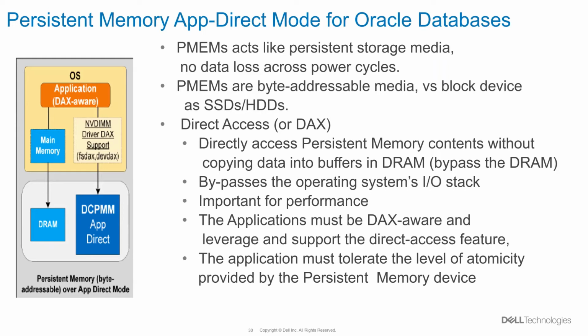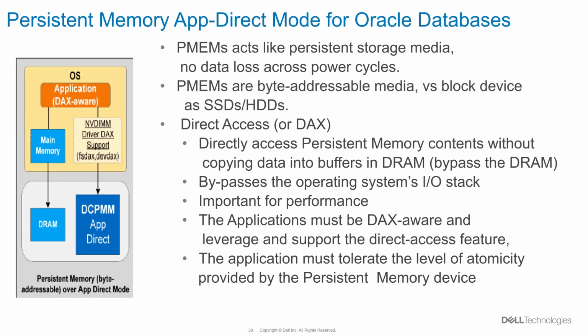The second thing is that PMem App Direct mode is configured as direct access, which means your CPU can directly read the data from the storage without going through the DRAM. That is actually a great benefit. You can basically bypass the I/O from storage to DRAM. So that is a benefit.